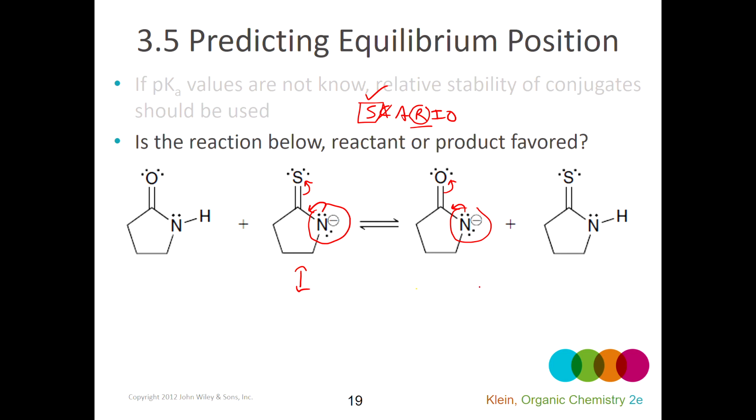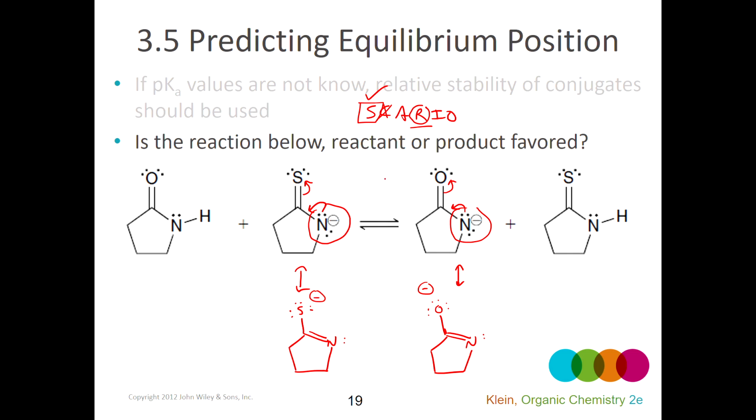And if I look at the other resonance contributor in each one of these, it's going to create a negative on a sulfur in this case versus creating a negative on an oxygen in this case. So now I can actually see a difference.